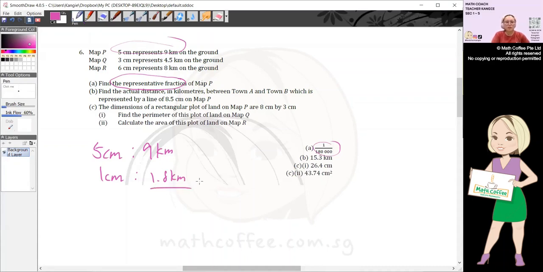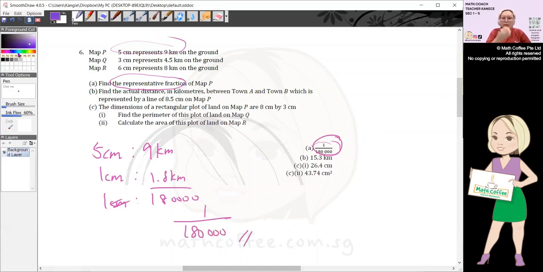Okay, so 1 cm represents 1.8 km. So I need to change this to cm. Same thing, 1.8 multiplied by 50. I will have 1 cm is 180,000. So remove the cm, put it in fraction form, and you will have 1/180,000. So that's the answer for part A.